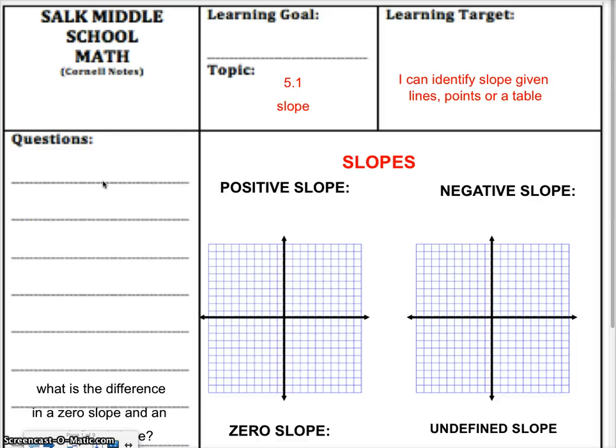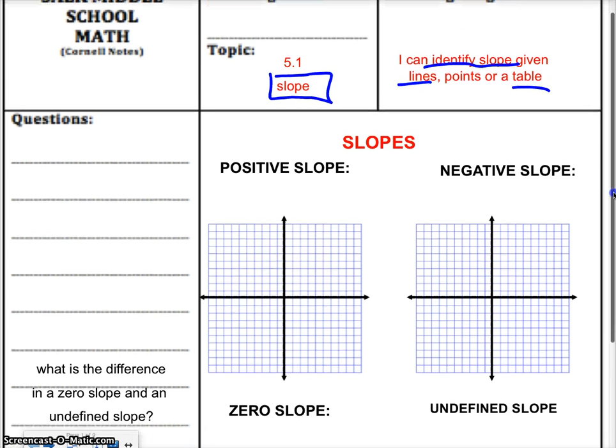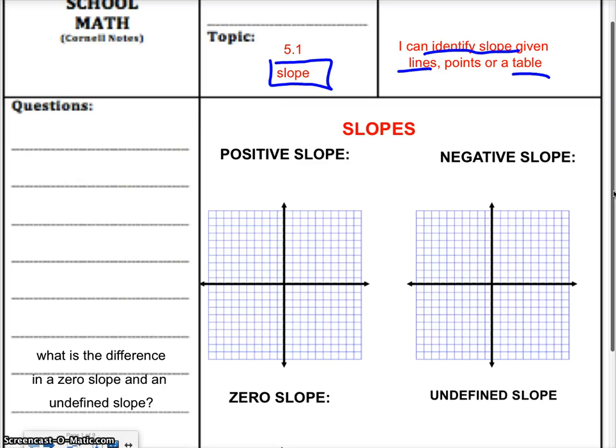Okay, today we're moving on to our Unit 5, which is going to be all about lines. The first thing we need to learn about lines is slope. Your learning target: you can identify slope given a line or a table today. You need to think about the word slope. Slope represents steepness. Steepness is how fast your height is changing.